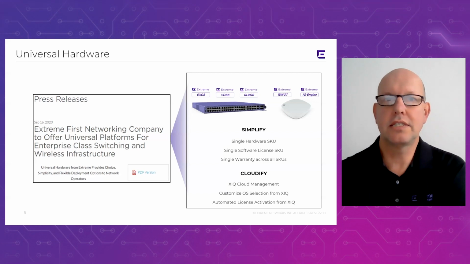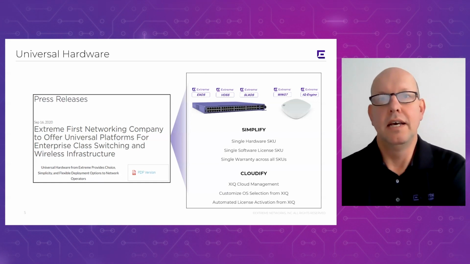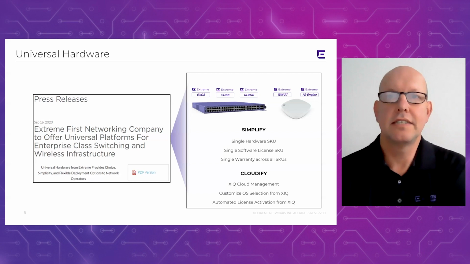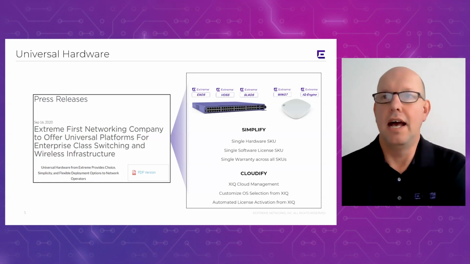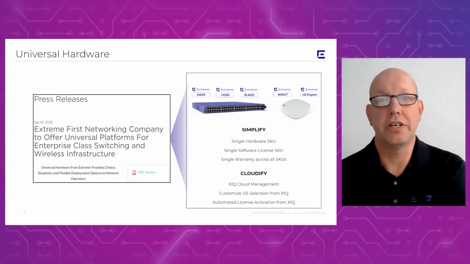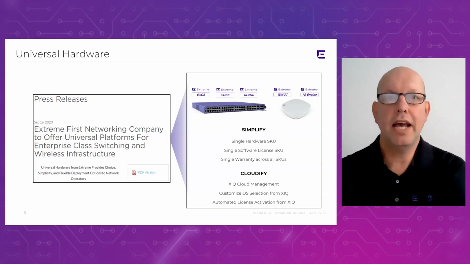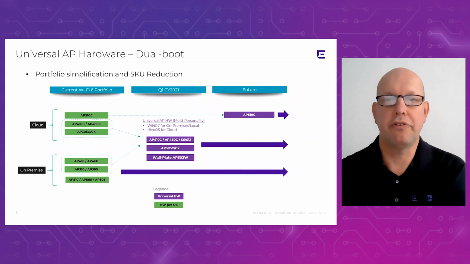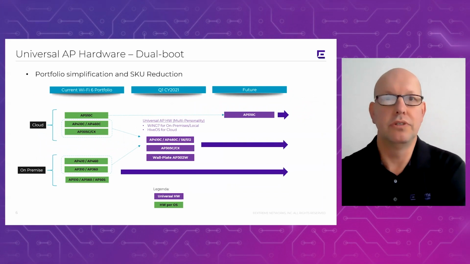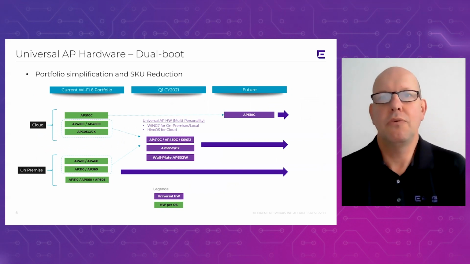Our big goal is to simplify things, like a single hardware SKU. So it doesn't matter in what part of the world you boot up your AP. The country code is then set depending on the location, and we also simplify the licensing and warranties, and further cloudify the portfolio. Now we have explained what we currently have in our portfolio and where we want to go to. Let's see the timeline, and in green what we have at the moment.